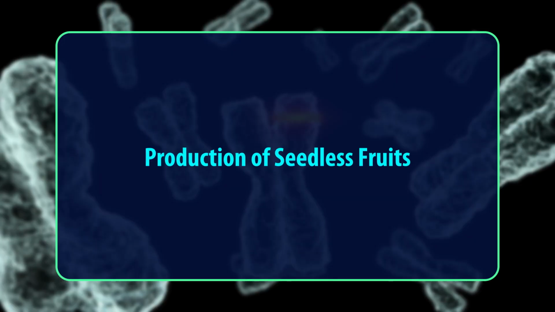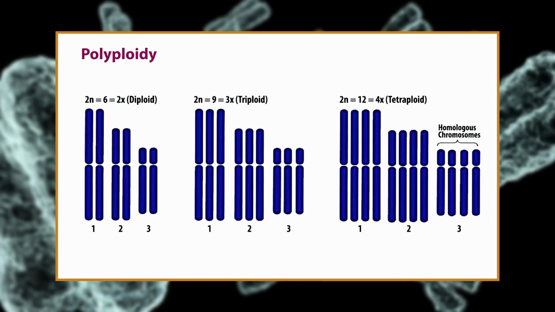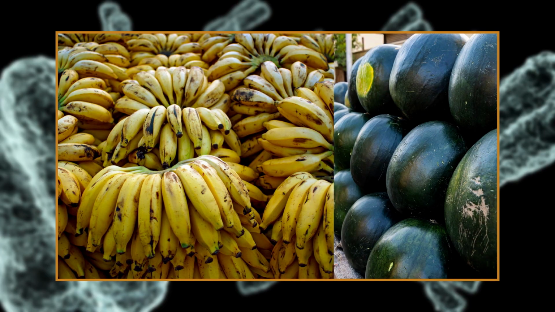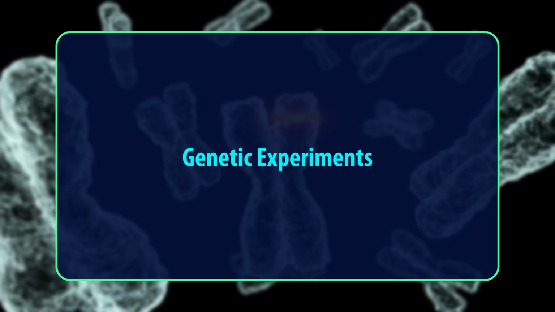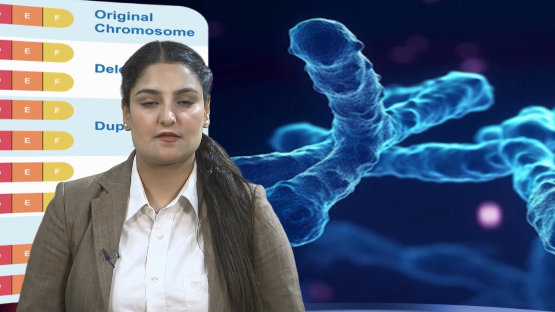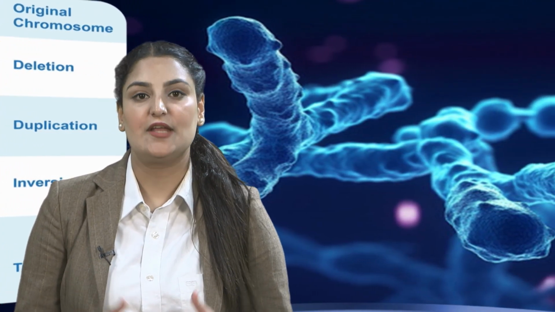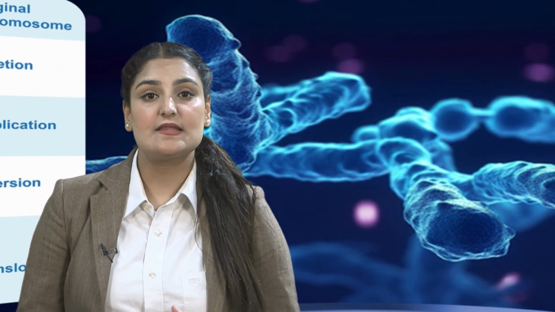We also see production of seedless fruits. Induced polyploidy helps in increasing the number of chromosome sets and is used to grow seedless fruits and vegetables like bananas and watermelons. We also see genetic experiments. Monoploids with a single set of chromosomes are very useful in genetic research. Since they have only one copy of each gene, scientists can easily study gene function and mutations.